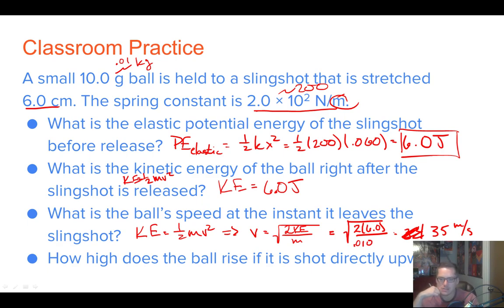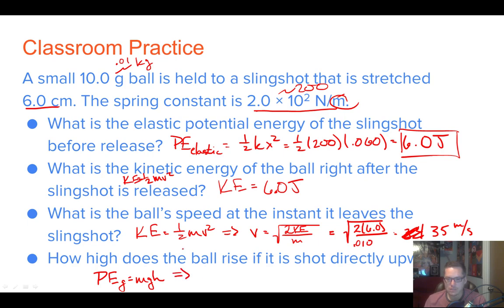How high does the ball rise if it is shot directly upward? Now, you could do this with kinematics, right? We're aiming it upwards, acceleration's down, negative 9.81, and so on. It'd be a lot harder to do, but we have a way easier way to do it now. We've got a new tool in our tool belt. We know that the potential energy due to gravity is equal to mgh, okay?